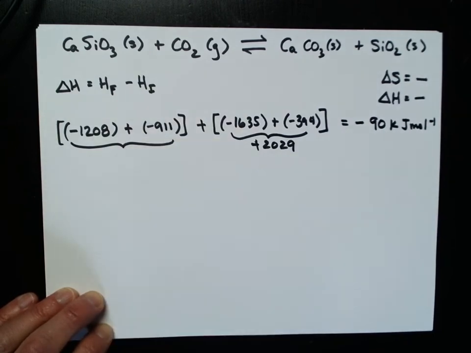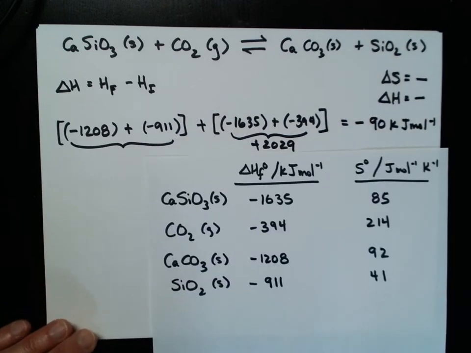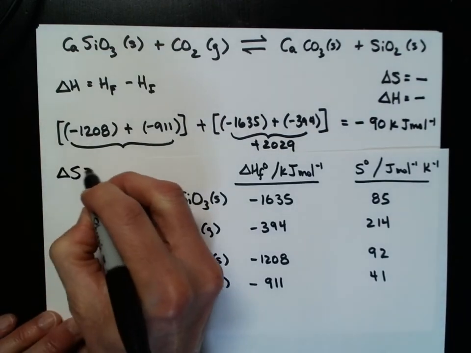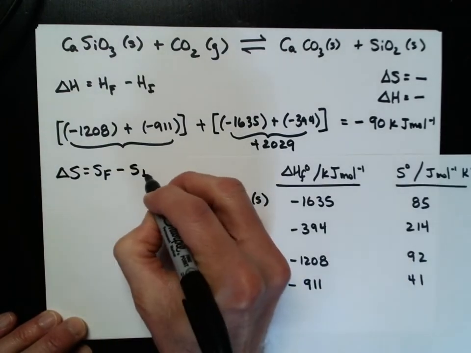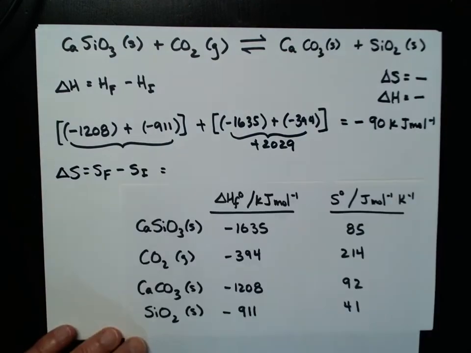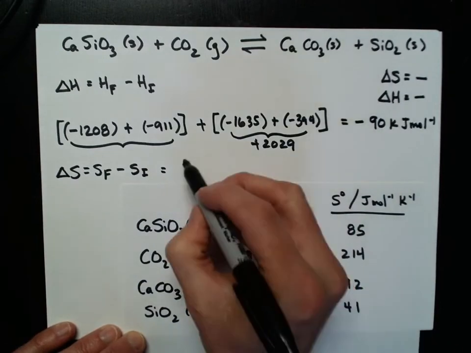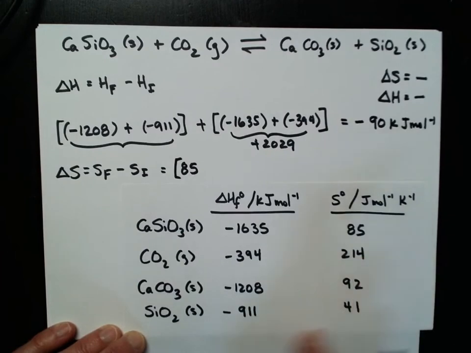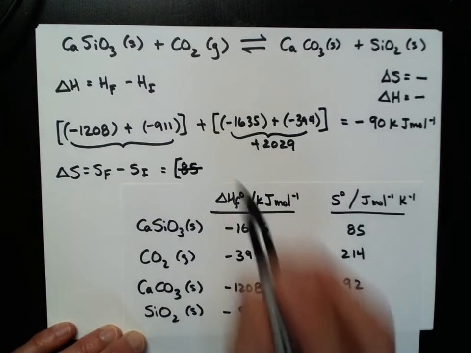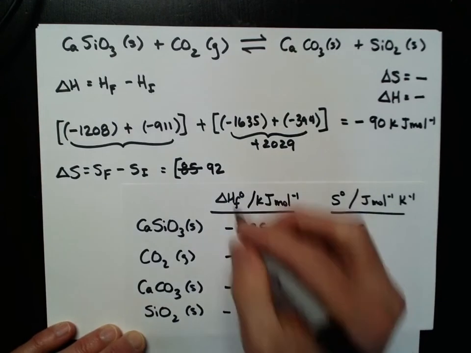All right, let's do the same thing for the entropy. Let's find the change in entropy. For the change in entropy, I want the final entropy minus the initial entropy. What's that going to be? It's going to be calcium carbonate's entropy, which is going to be 85. And these are all joules per mole Kelvin. And silicon dioxide, oh, I messed that up, didn't I? Calcium carbonate is 92. And silicon dioxide is 41.